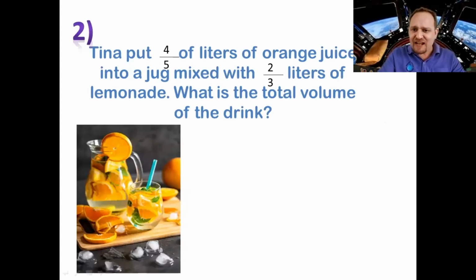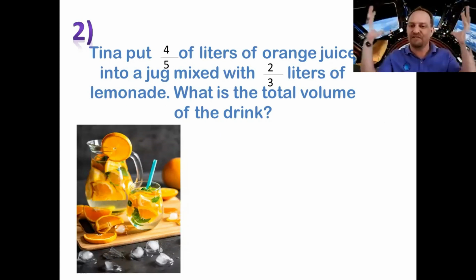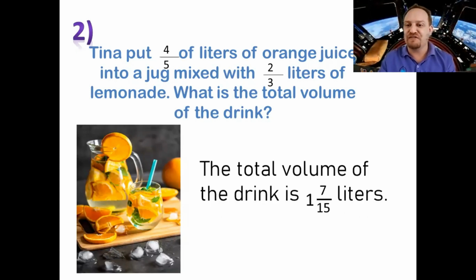Question 2. Yesterday on the video, it was blocked out a little bit, wasn't it? But I hope you managed to get the answer. It said Tina put 4/5 liters of orange juice into a jug, mixed with 2/3 liters of lemonade. What is the total volume altogether of the drink? Again, the key word was total, wasn't it? That means everything together, so that would indicate addition. So 4/5 plus 2/3 would give us 1 7/15. And your sentence could look like this: the total volume of the drink is 1 7/15 liters.